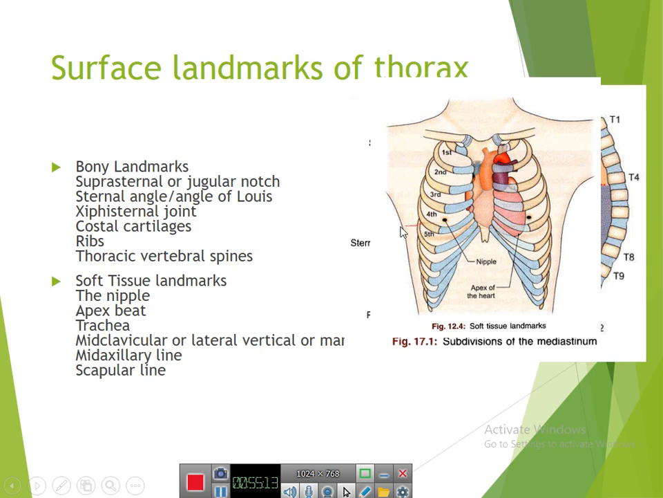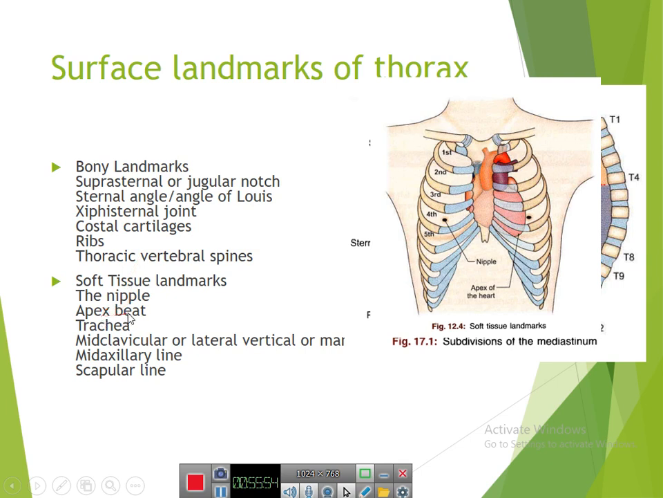The position of the nipple varies considerably in females, but in males it usually lies in the fourth intercostal space about 10 centimeters from the mid-sternal line. Here is the mid-sternal line, and the nipple is about 10 centimeters from it.